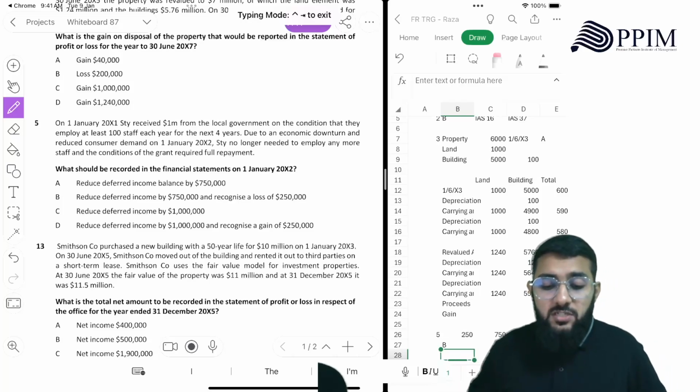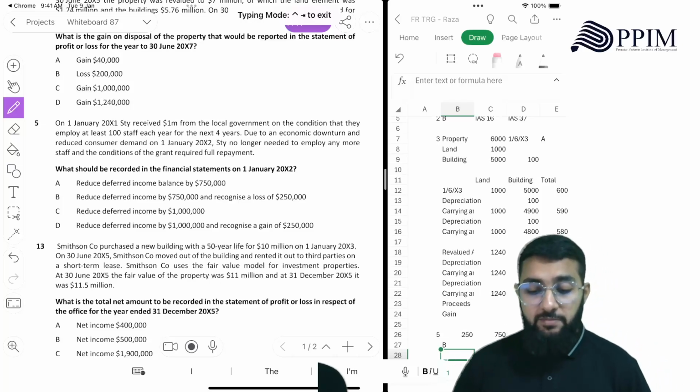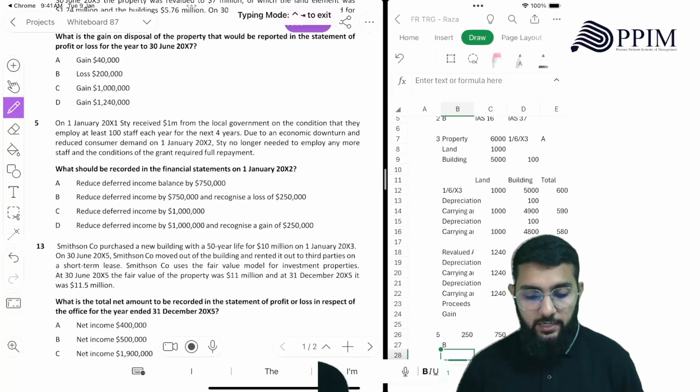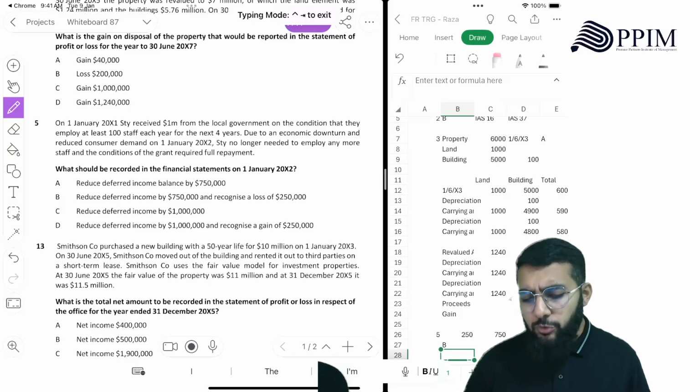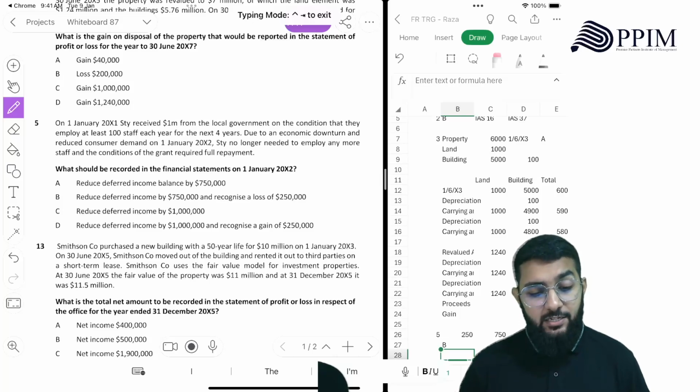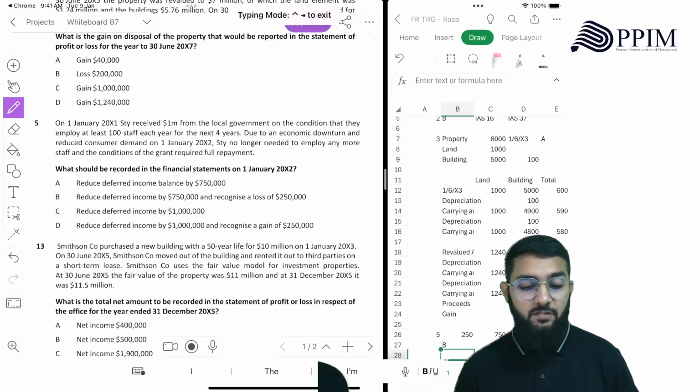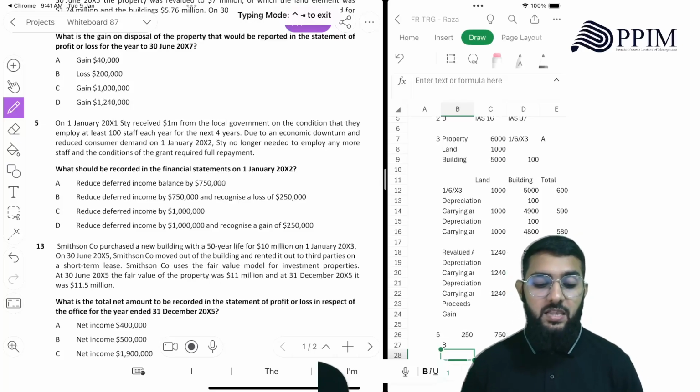Smiths & Co. purchased a new building with a 50-year life for 10 million on 1st of January 20x3. On 30th June 20x5, Smiths & Co. moved out of the building and rented it out to third parties on a short-term lease. Smiths & Co. uses the fair value model for investment properties. At 30th June 20x5, the fair value of the property was 11 million, and at 31st December 20x5, it was 11.5 million.